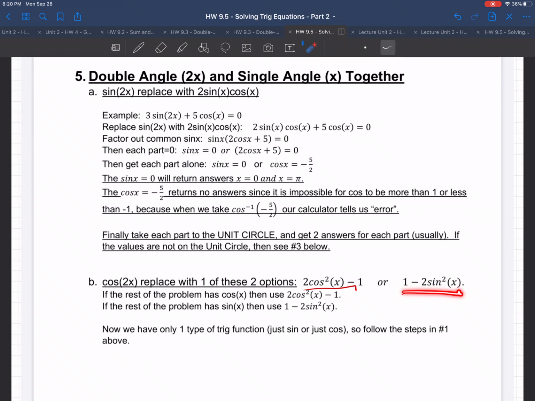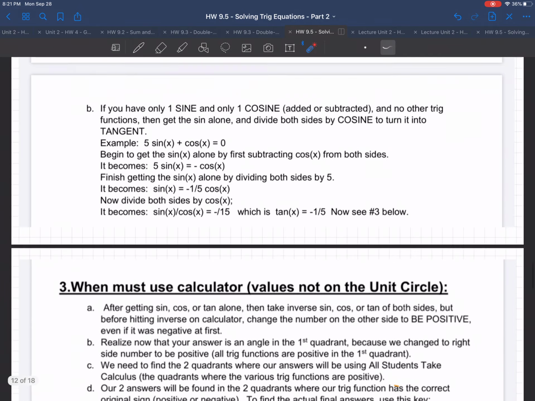So I'm going to do one of those two. How do you know which one? If the rest of the problem is cosine, do the cosine one. If the rest of the problem is sine, do the sine one. The rest of our problem is sine, so I'm going to use 1 minus 2 sine squared of regular x. See how cosine 2x, double x, is 1 minus 2 sine squared regular x. So that's what we're going to do.